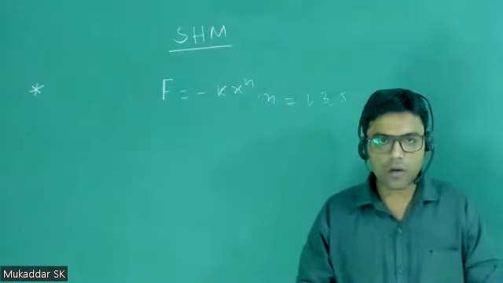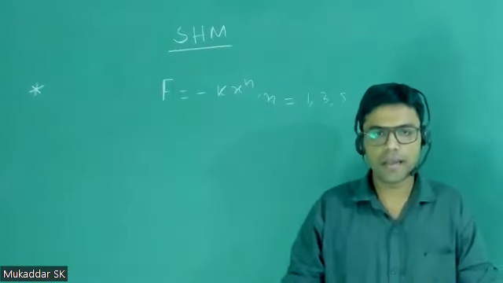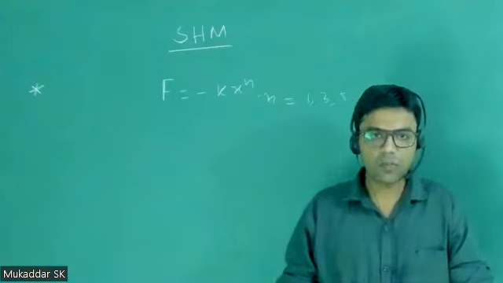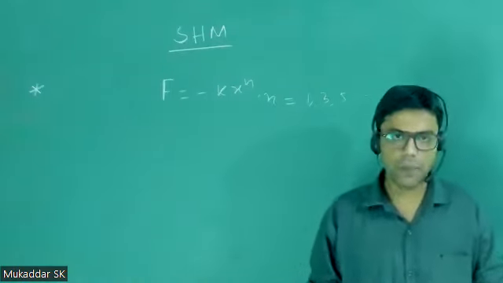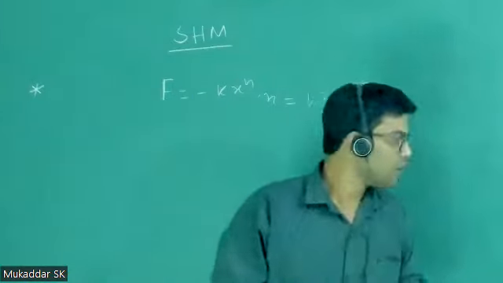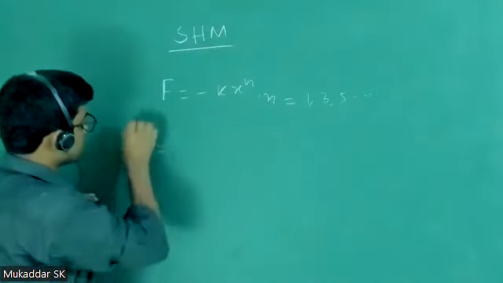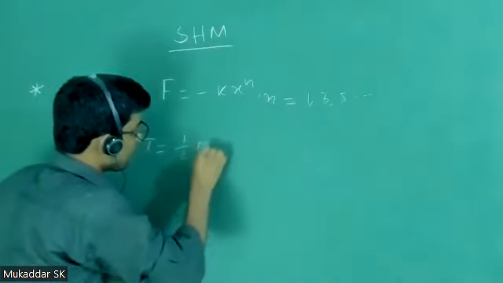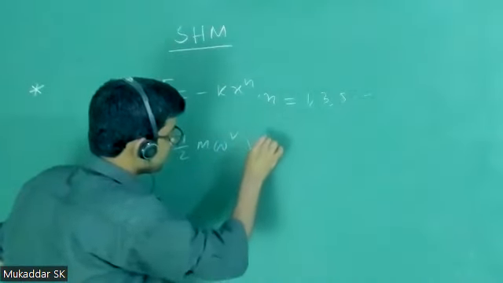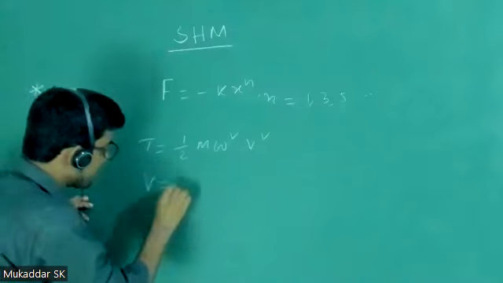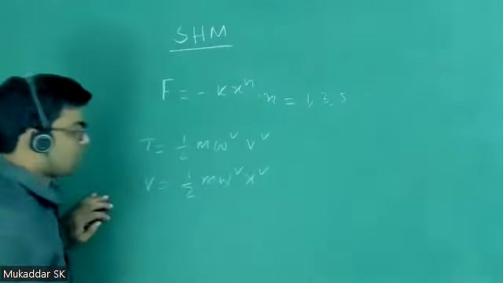Then we have seen that the total energy of the body in simple harmonic motion is half m omega square a square, and that will be constant irrespective of position and time. It will always be half m omega square a square, right? The kinetic energy in simple harmonic motion is half m omega square, and then you have v square, and potential energy can be written as half m omega square, and you have x square, right?